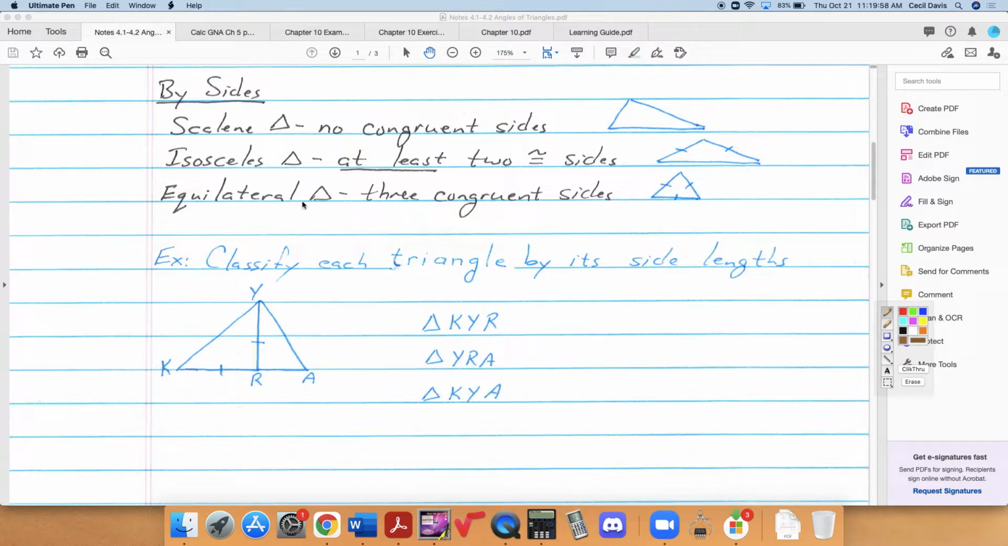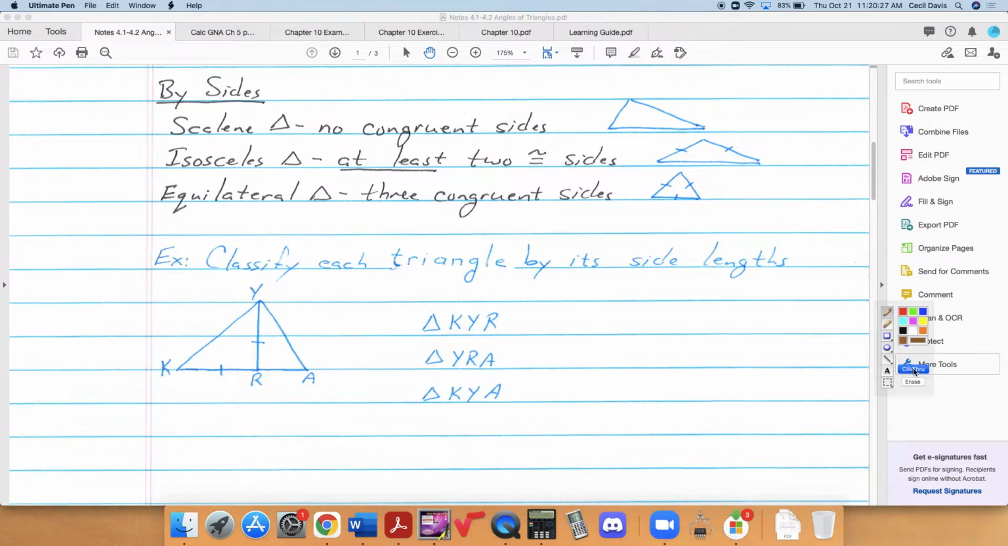All right, so equilateral means it has 3 congruent sides. I do want to point out one thing here with isosceles. A lot of people know isosceles not quite correctly. The definition is that they have at least 2 congruent sides. So an equilateral triangle is a type of isosceles triangle, by the way this is defined.